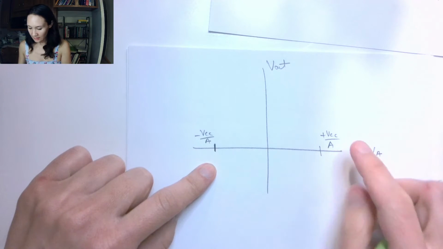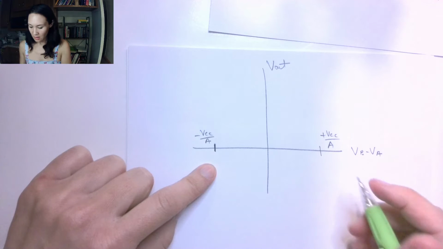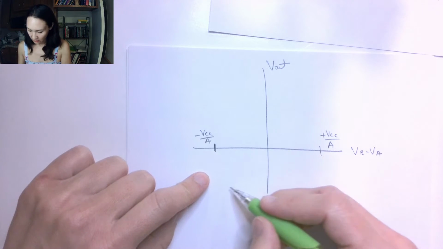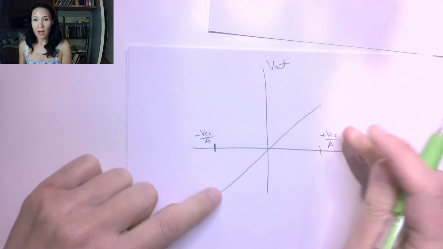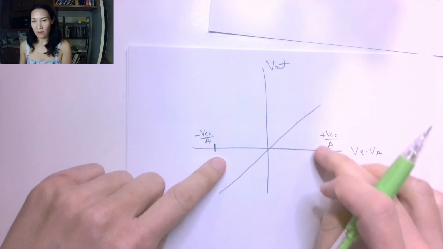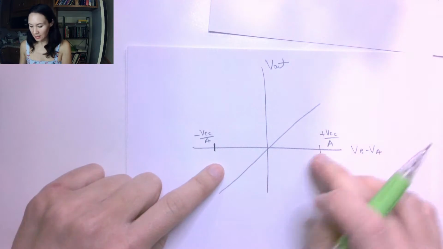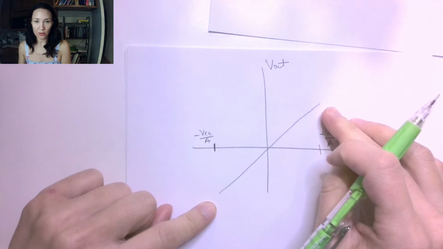So as long as it's within this region, then we're going to have a linear amplification factor. Okay, so the slope of this is going to vary depending on what your gain is, but it's going to act like a linear circuit device.